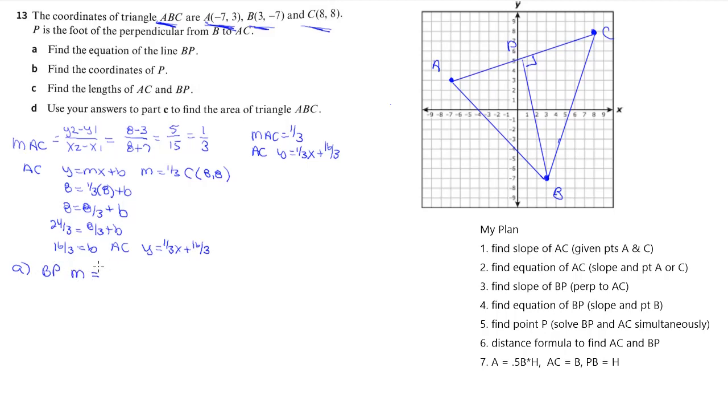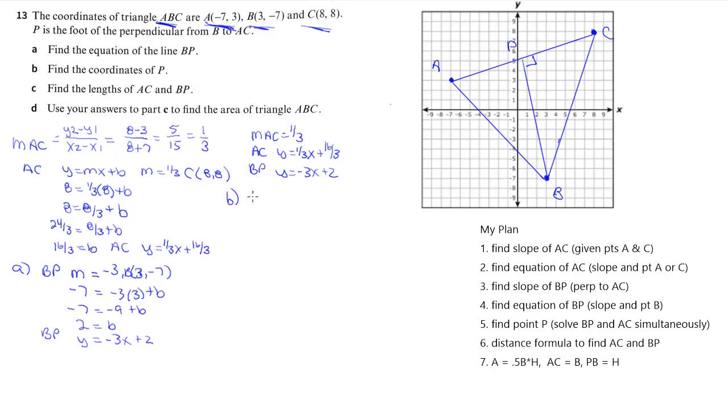Well, see, now I know the slope of BP. That's got to be perpendicular to AC, so I know it's -3. And I only have the point B, that's (3, -7). So when I put that into the equation and find the y-intercept, I find it's 2. So now I know the equation of BP, y equals -3x plus 2.